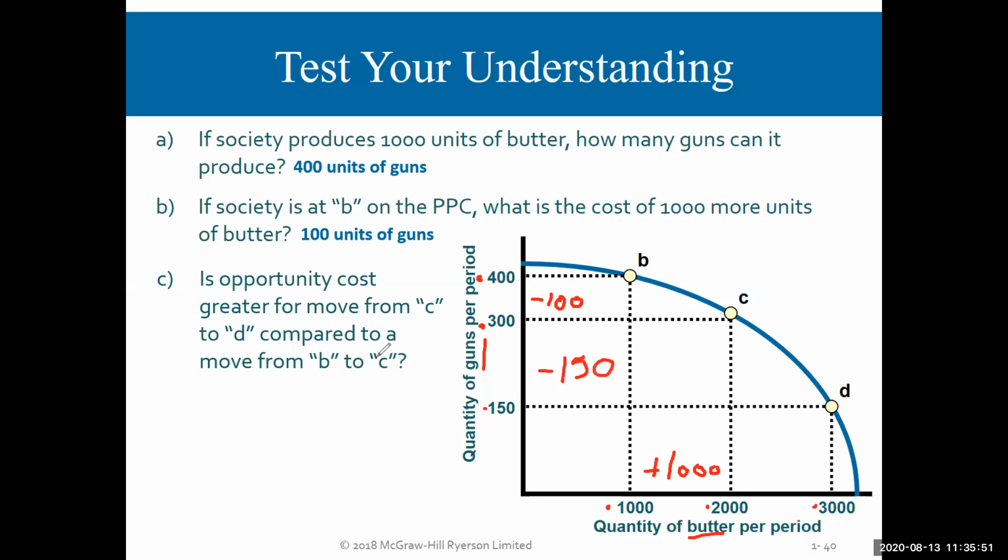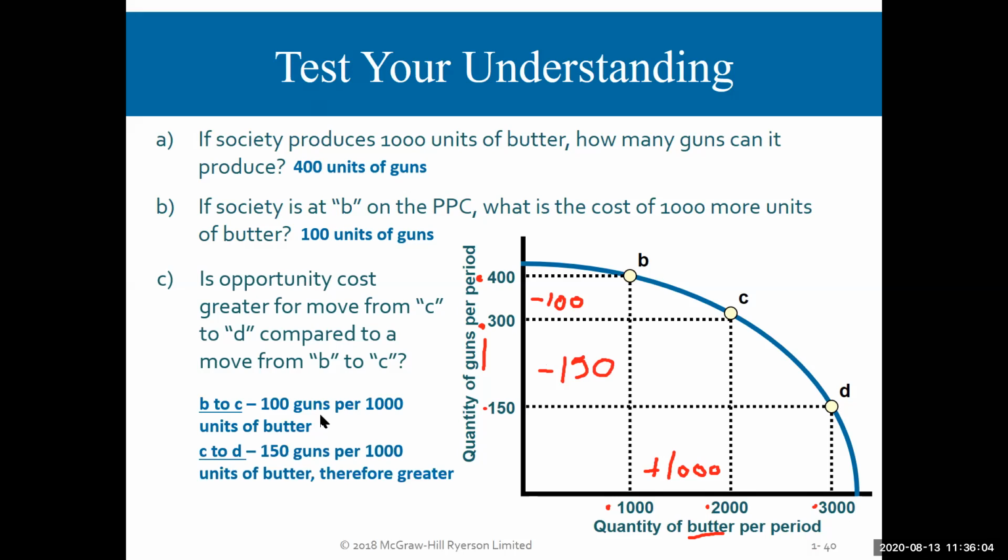Butter. So let's go back and check the answer. So therefore, we've increased our opportunity cost. Yep, from B to C, we give up 100 guns to get those 1,000 units of butter. And from C to D, we give up 150 guns to get those extra 1,000 units of butter. Therefore, it's a greater opportunity cost.